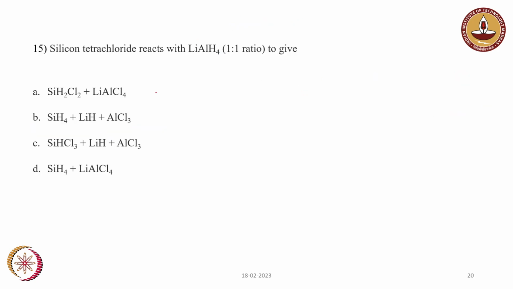And next question is silicon tetrachloride reacts with lithium aluminum hydride in 1:1 ratio will give A is SiH2Cl2 plus LiAlCl4, B is SiH4 plus LiH plus AlCl3, and C is SiHCl3 plus LiH plus AlCl3, and D is SiH4 plus LiAlCl4. And here we are given a strong reducing agent.